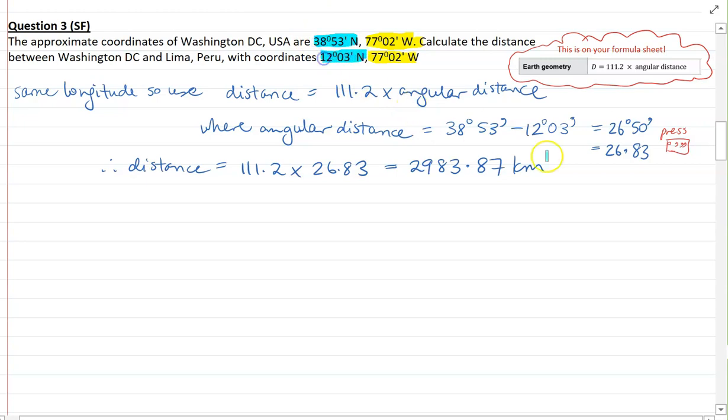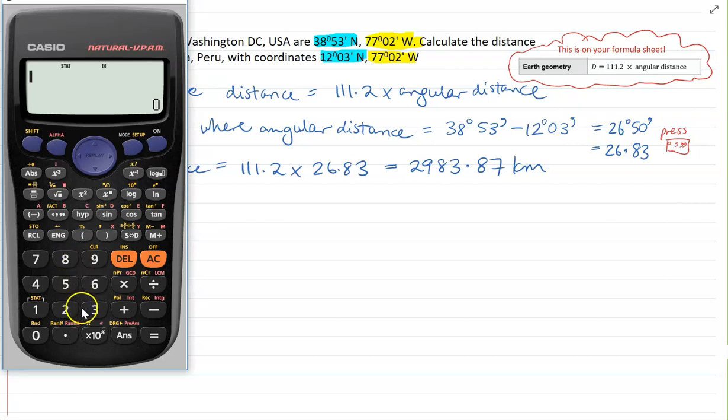So considering their latitudes, to find the difference between them, you can use your calculator to help you. So enter it in, 38 degrees, 53 minutes, minus 12 degrees and 3 minutes. So that gives you 23 degrees 50 minutes.